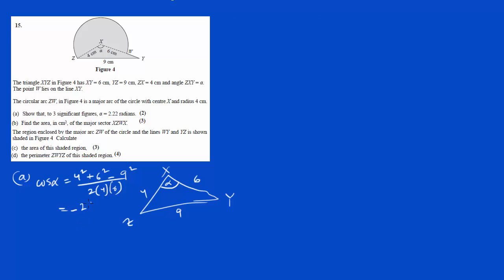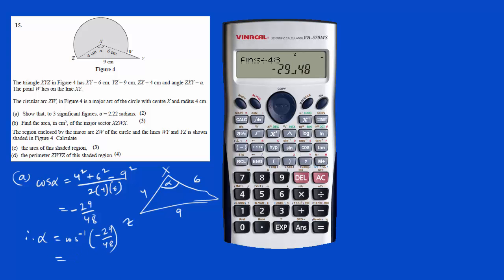Now we have to find the angle alpha, which is cos inverse of minus 29 by 48. Remember to change your calculator to radian mode. So we have 2.2195, which is 2.22.